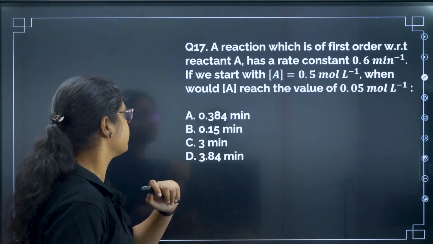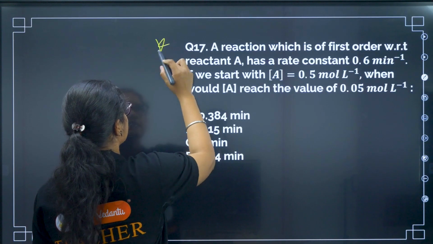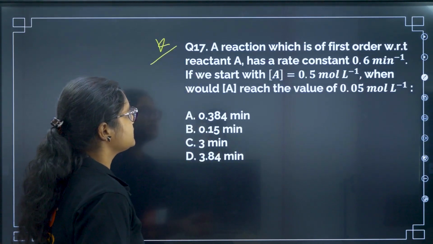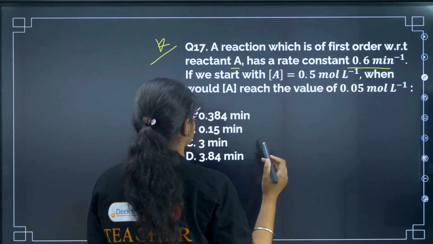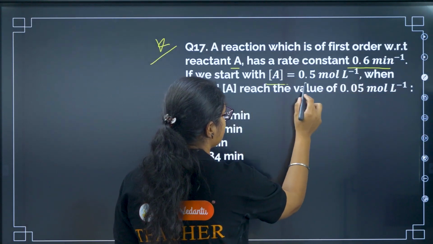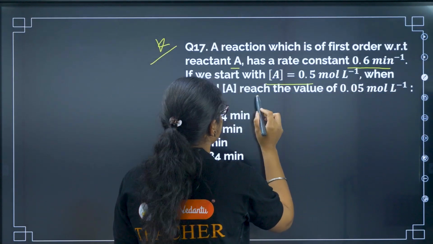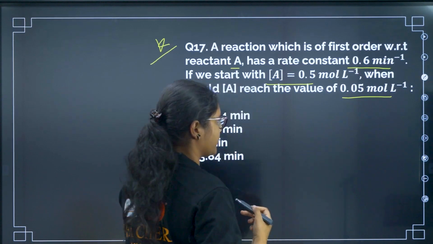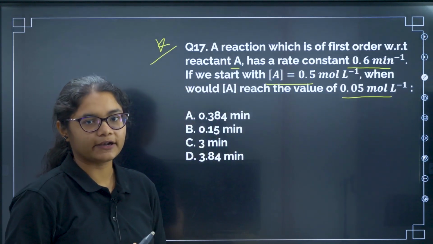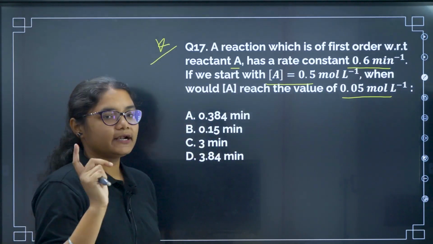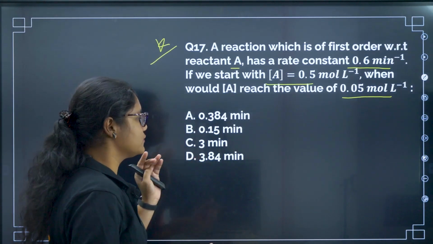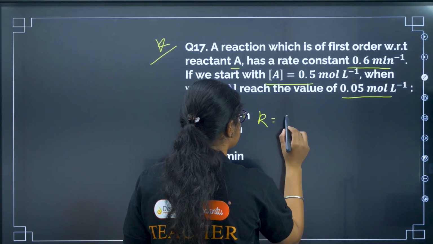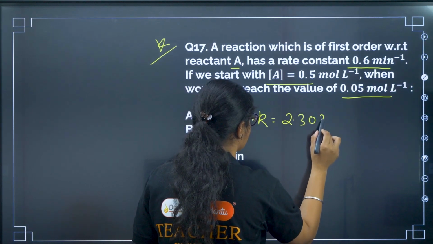Direct and easy question. Okay, another kinetics question. A reaction which is first order with respect to reactant A has a rate constant of this value. If we start with A equal to this much, when would A reach this value? Okay, so this is again the integrated rate law of first order. For the integrated rate law of zeroth order and first order, more numericals are asked. So how can we solve this question? Let us see. First write down the formula.